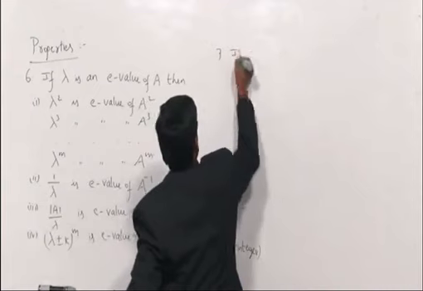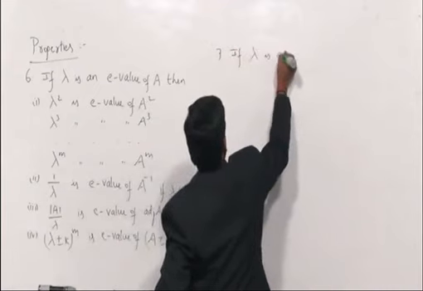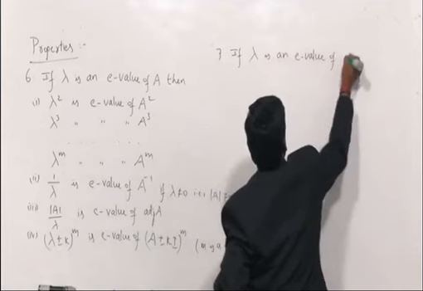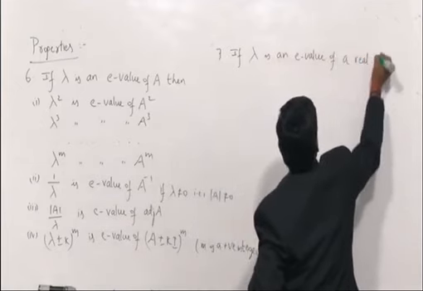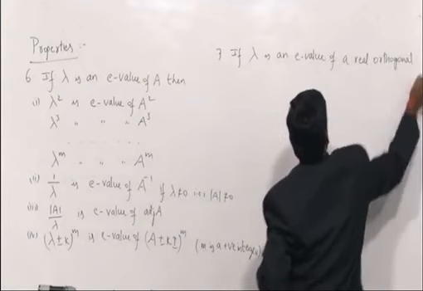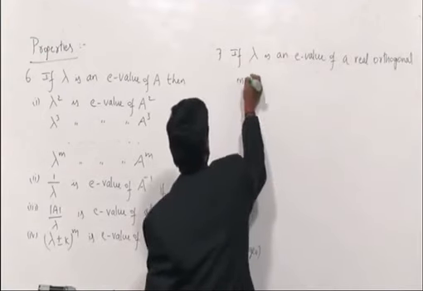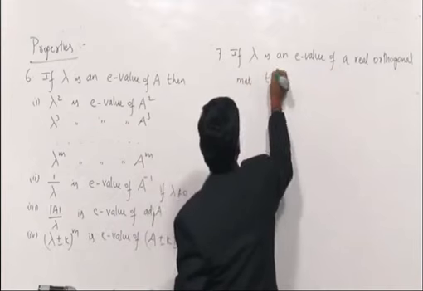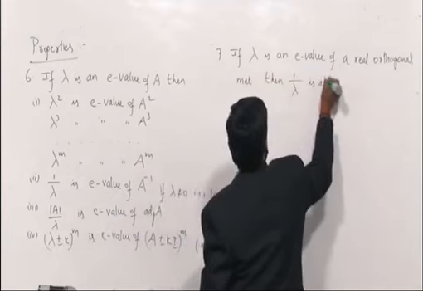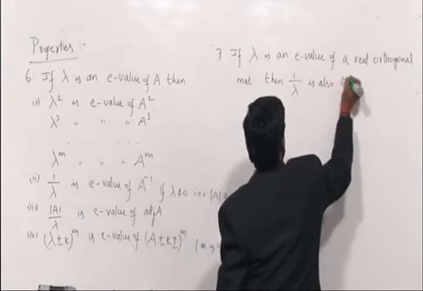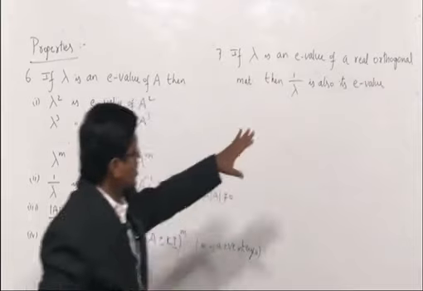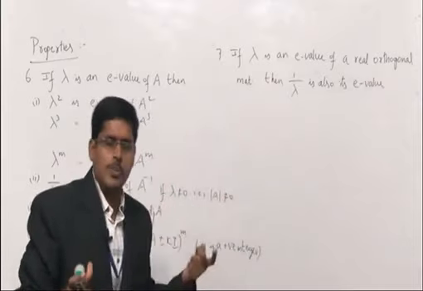If lambda is an eigenvalue of a real orthogonal matrix, then 1 by lambda is also its E value. See, whenever for an orthogonal matrix you get one eigenvalue, then the reciprocal is also an eigenvalue.